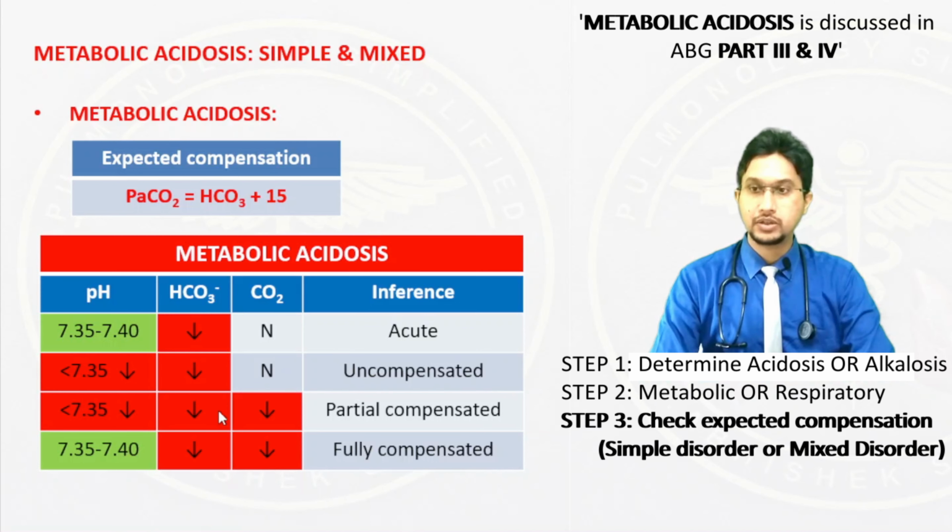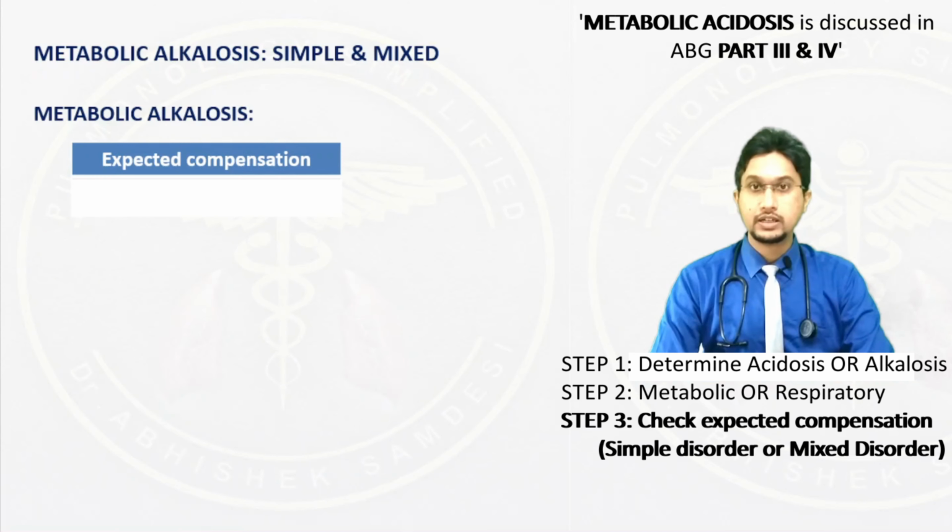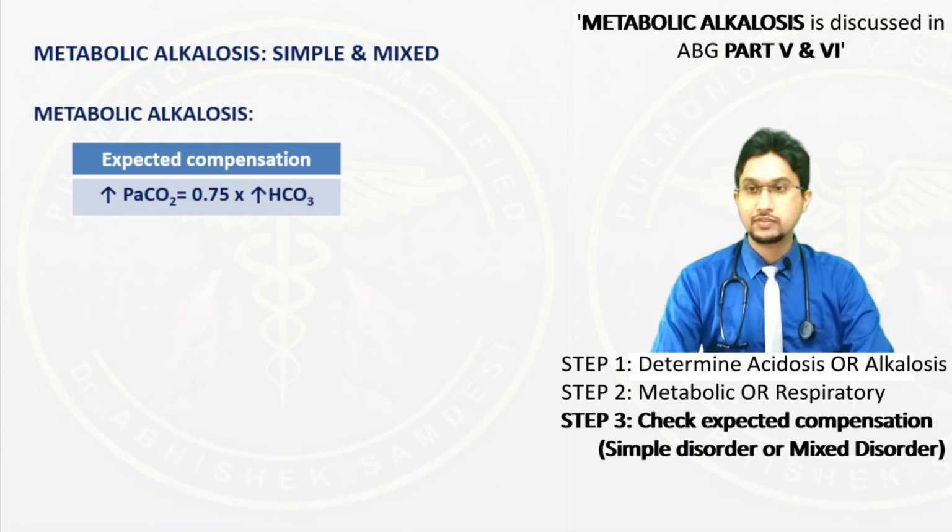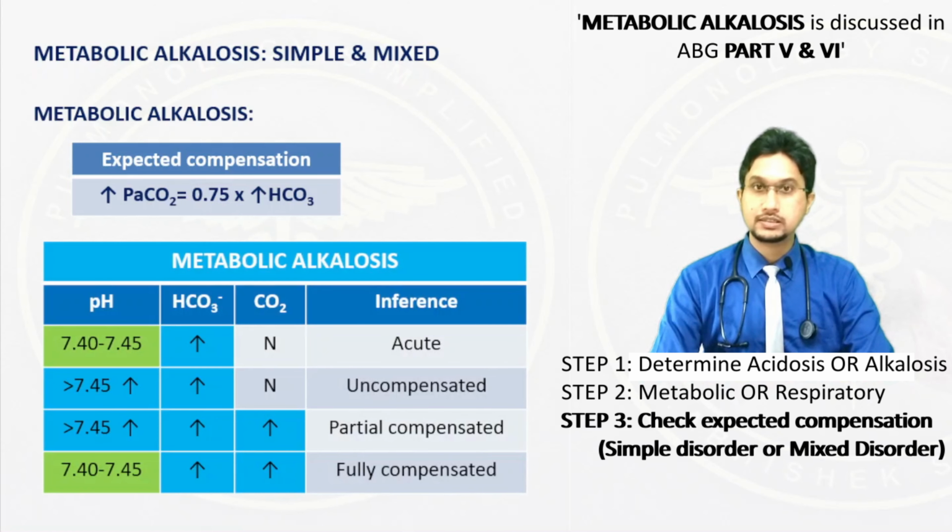So in this scenario, say the PaCO2 was not equal to what was expected in the ABG, it means that there exists a respiratory alkalosis also. So this would become a metabolic acidosis with a respiratory alkalosis. The same way with the metabolic alkalosis. As discussed previously, in metabolic alkalosis, the expected compensation is given by the formula of elevated carbon dioxide is equal to 0.75 into the elevation of bicarbonate. And this is the table that we had discussed previously.